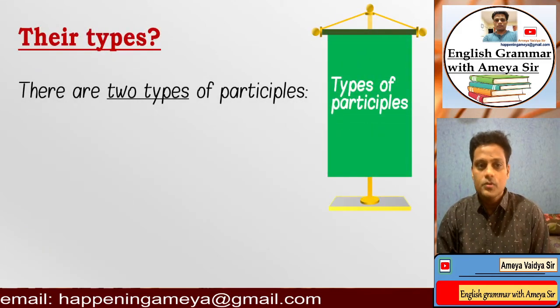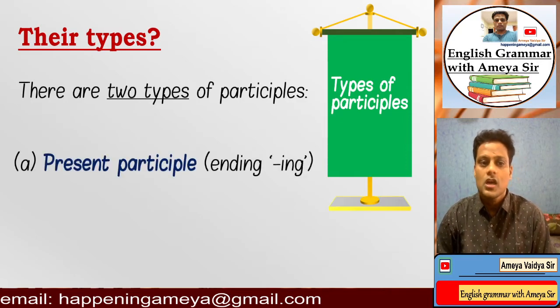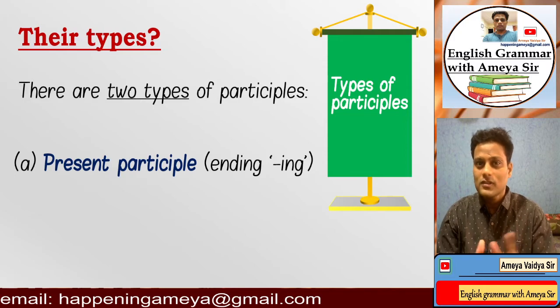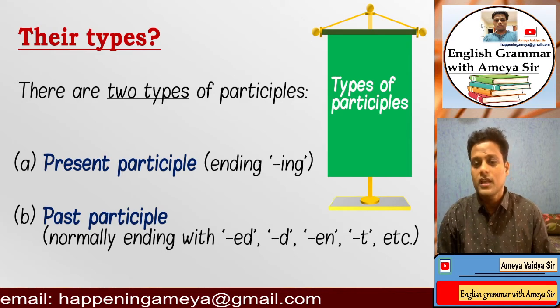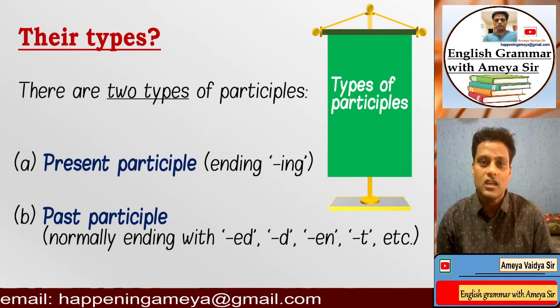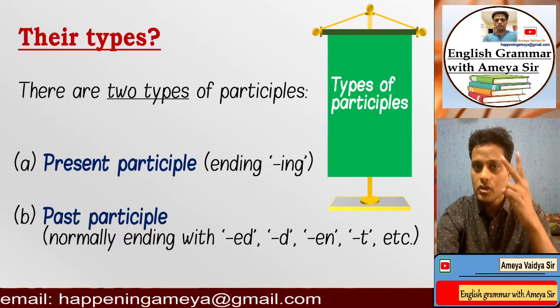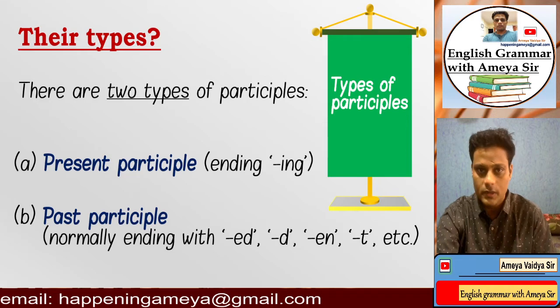So what are their types? There are two types of participles. What are those two types? The first one is the present participle, where you have the ing form, and by the way, it is here that the students get confused between the gerunds and the participles. We'll deal with that later. The second type is the past participle, and they normally end with ed, d, en, t, or something else. We will talk about what exactly past participles are in the next slide, but just remember that there are these two types of participles: the present participle and the past participle.